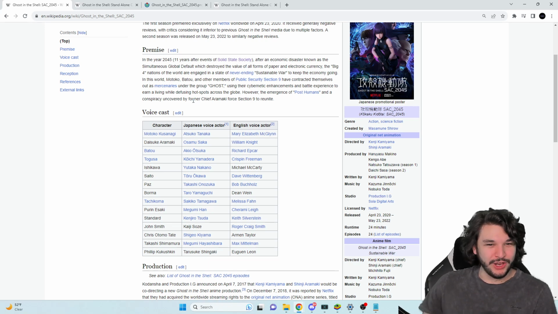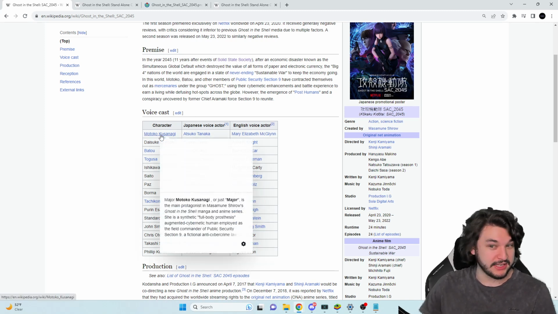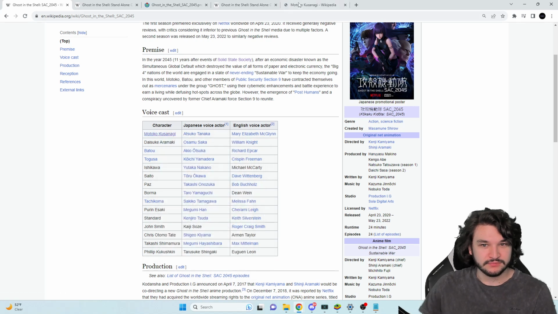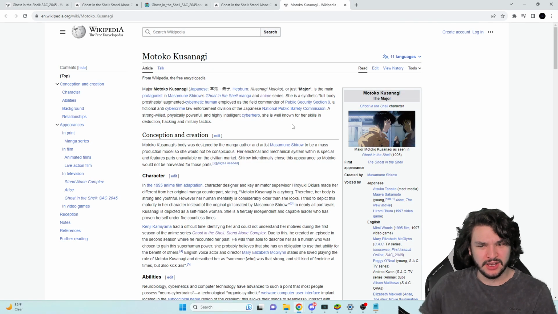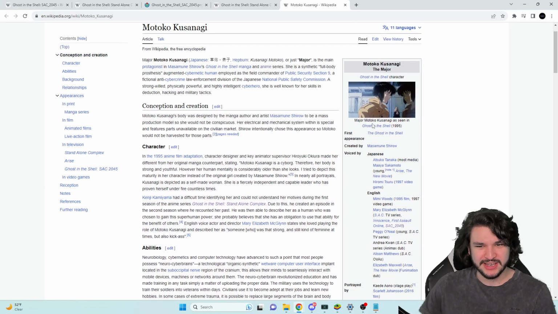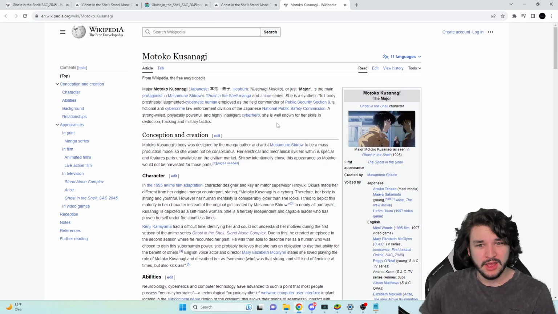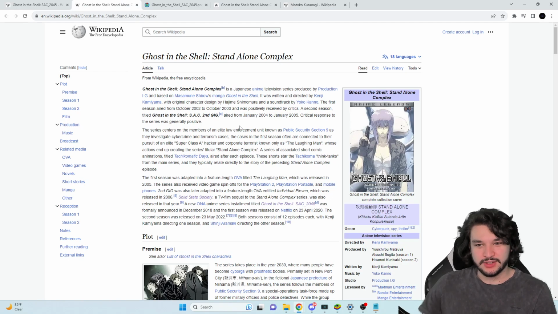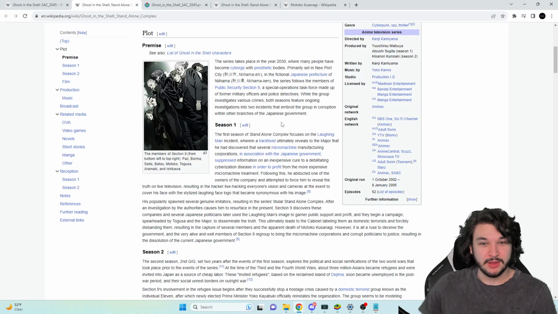So I guess in terms of characters, Motoko, Batou, I don't know if I'm saying these right. These are characters that we can potentially expect, right? Now, this is a pretty key character from what I remember in Ghost in the Shell. I believe she's the main character for all the different series, if I'm not mistaken. Maybe I'm wrong.